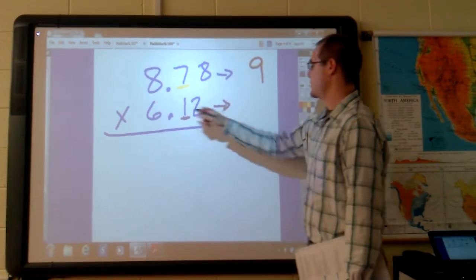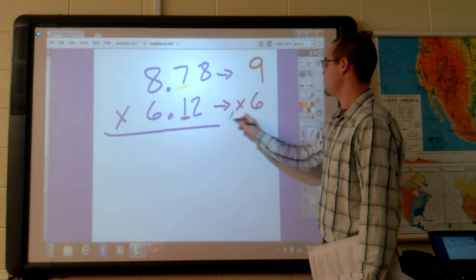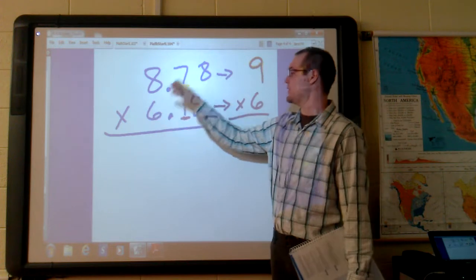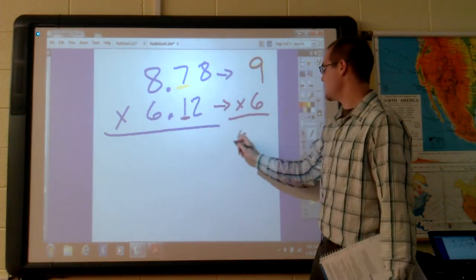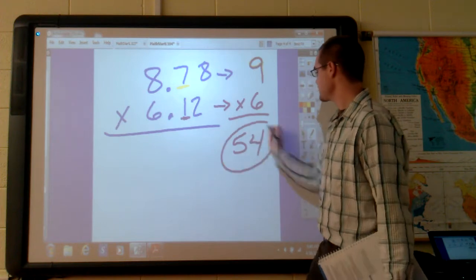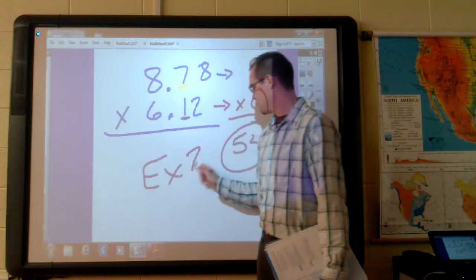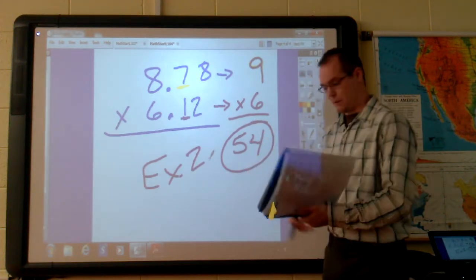So I will round 6 and 1/200ths down to 6, and I will multiply because it asks me to estimate the product of 8 and 7/800ths and 6 and 1/200ths. I multiply 9 times 6. My estimation is 54. And that's your answer for example number 2.